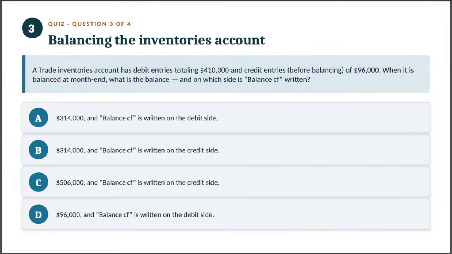So, on which side is the balance carry forward written in the trade inventories account? A is 314,000 and balance CF is written on the debit side. Is it 314,000 and balance CF is written on the credit side? Is it 506,000, adding them together here, and balance CF is written on the credit side? Or is it 96,000 and balance CF is written on the debit side?